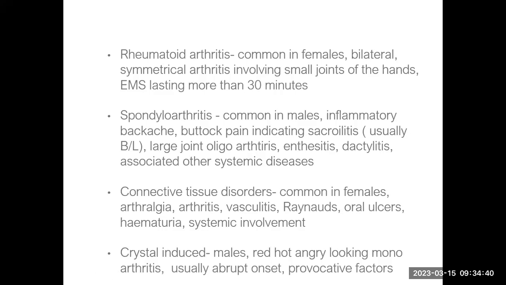We know this. It is usually common in females, bilateral. Onset is common between 30 to 50 years of age. Bilateral symmetrical arthritis involving small joints of the hand. Usually early morning stiffness lasting more than 30 minutes. So you know how to identify inflamed joints. Now you know the pattern of rheumatoid arthritis.